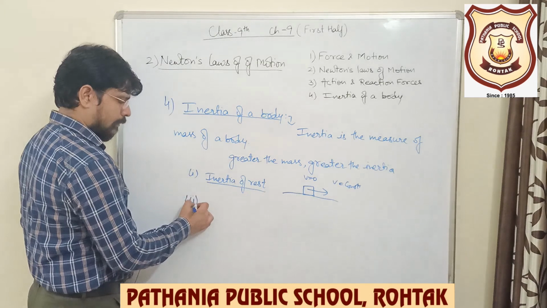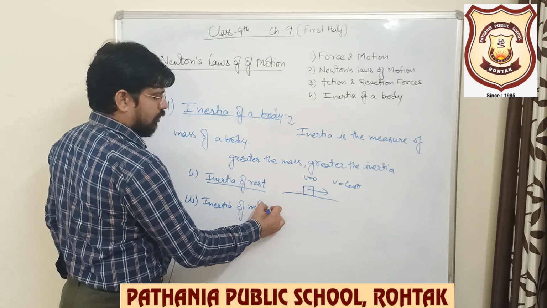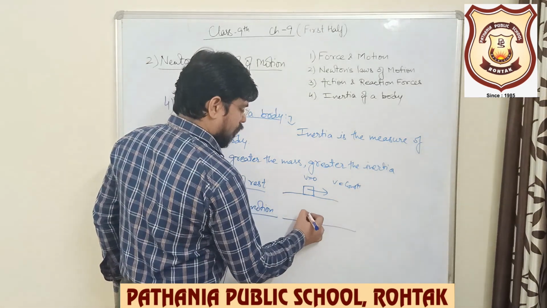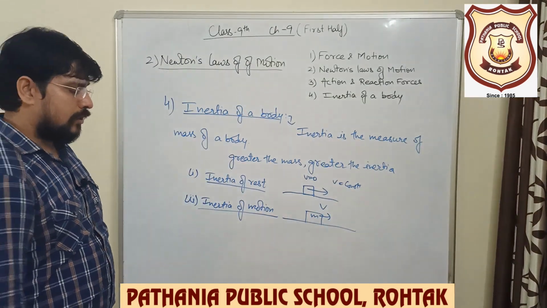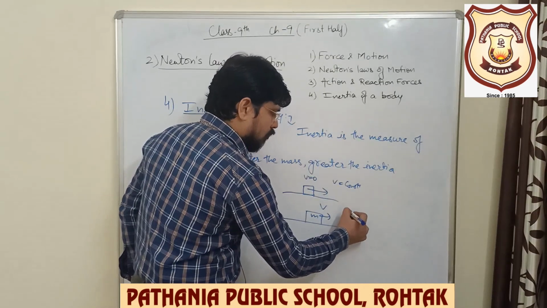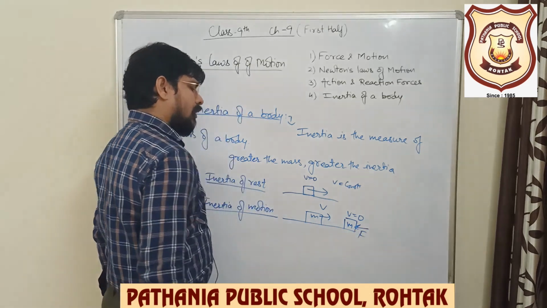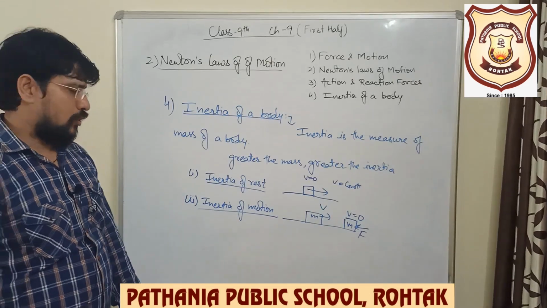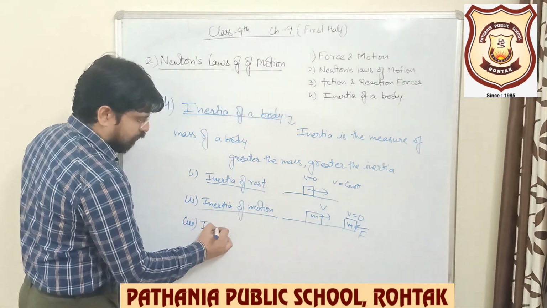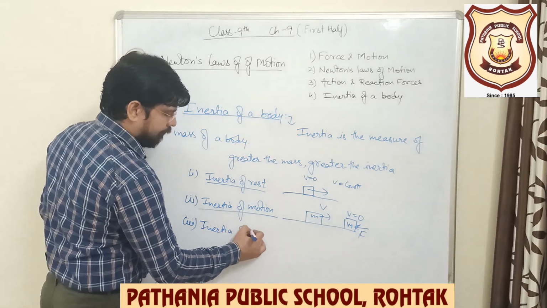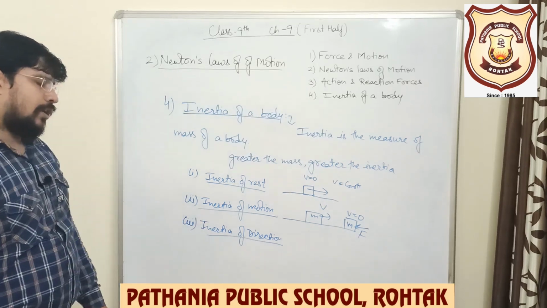Similarly, we have inertia of motion. If a body is already in motion, it has some momentum, it has inertia of motion. For stopping that body, making its velocity zero, we need to apply some force in reverse direction because the body has inertia of motion. And similarly, for keeping an object in circular motion or changing its direction, we also need to apply force, that is known as inertia of direction.